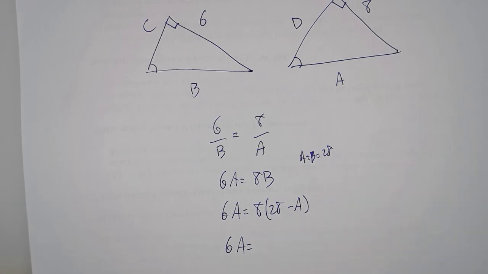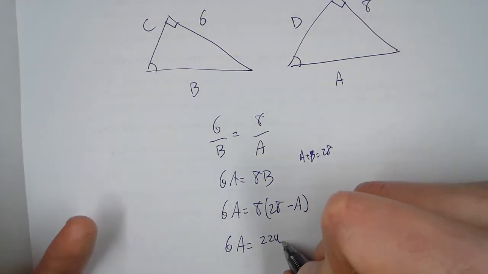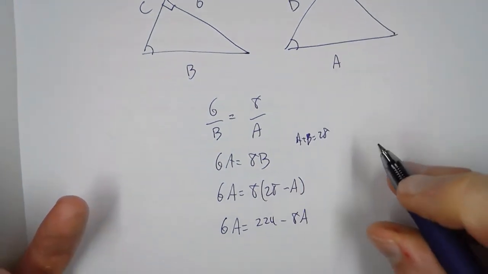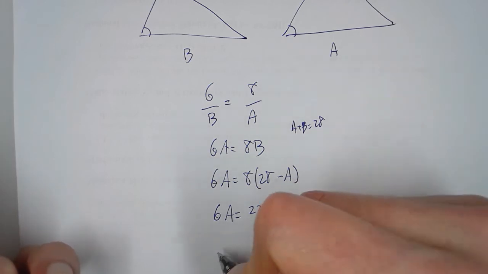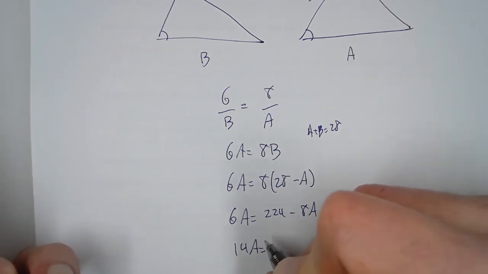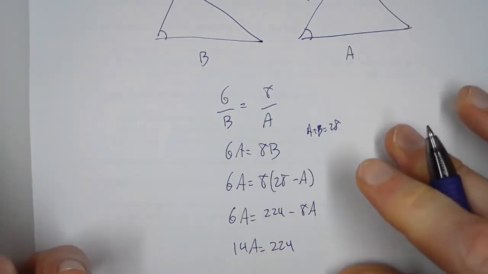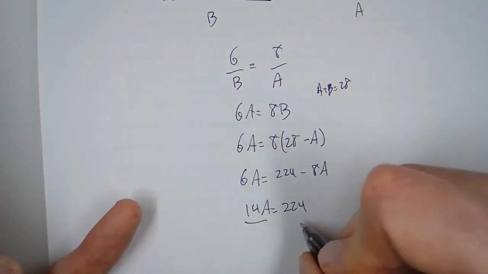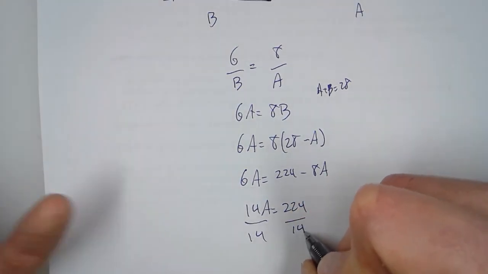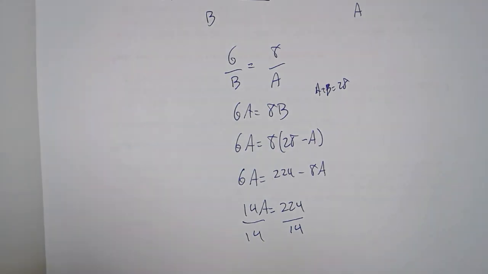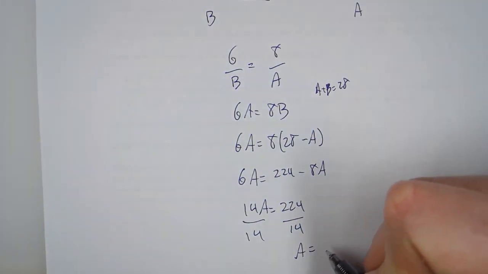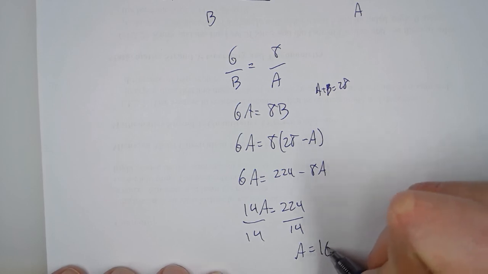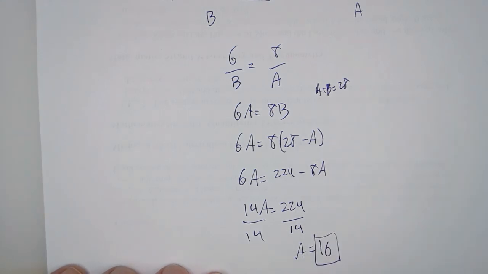So 28 times 8 is 224 minus 8A. Add the 8A over to the other side. So 14A equals 224. And then we divide both sides by 14. And we get a value of A to equal 16. And there's our answer. And we're done.